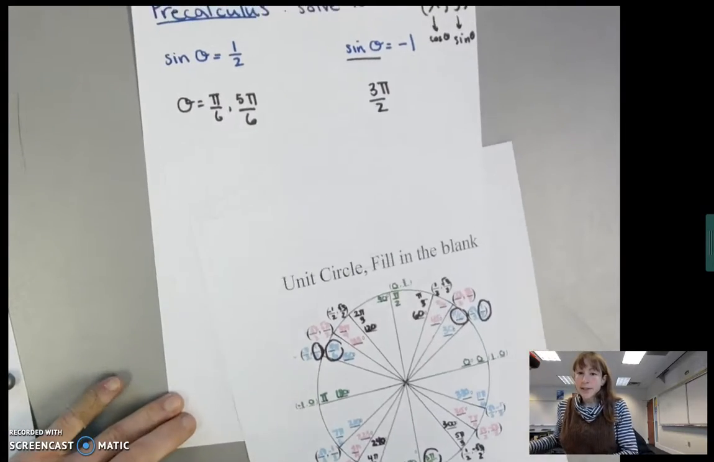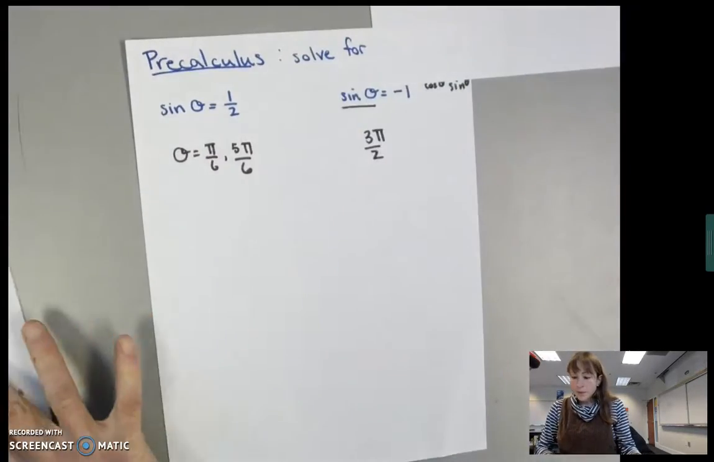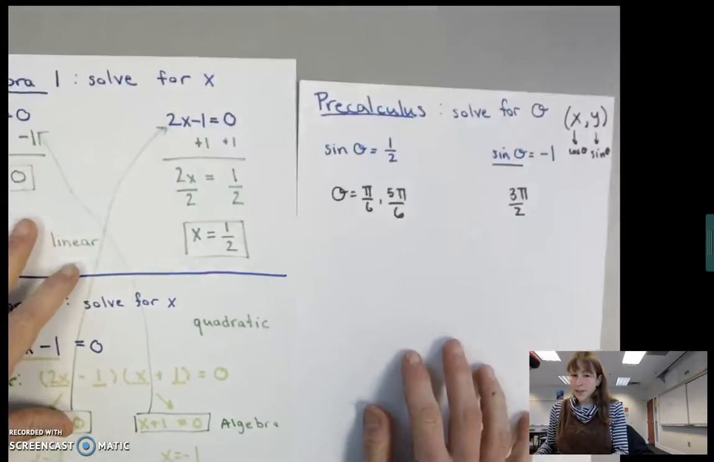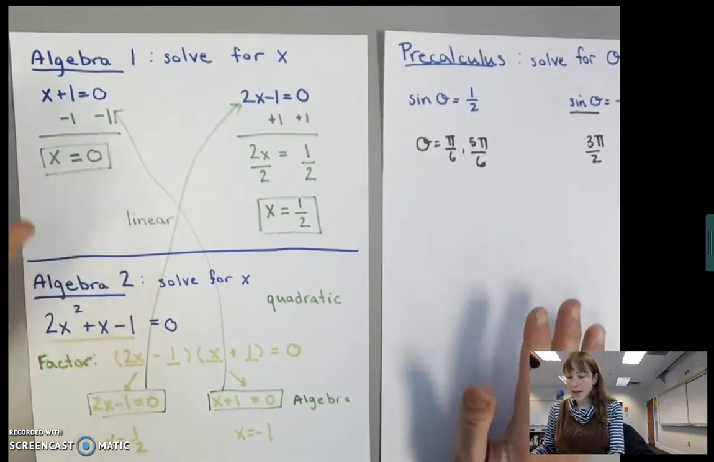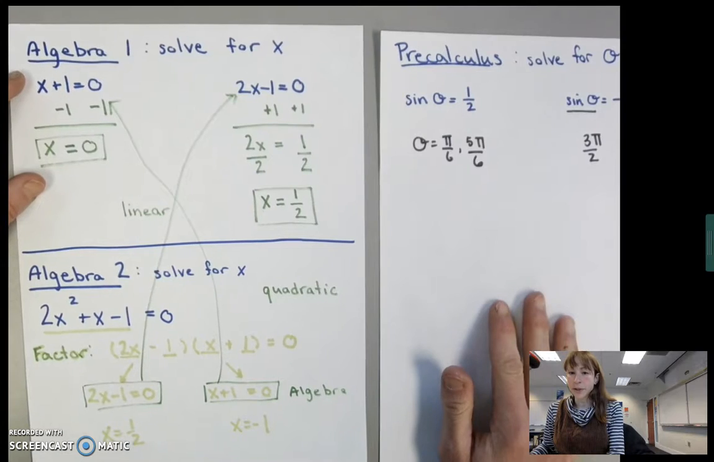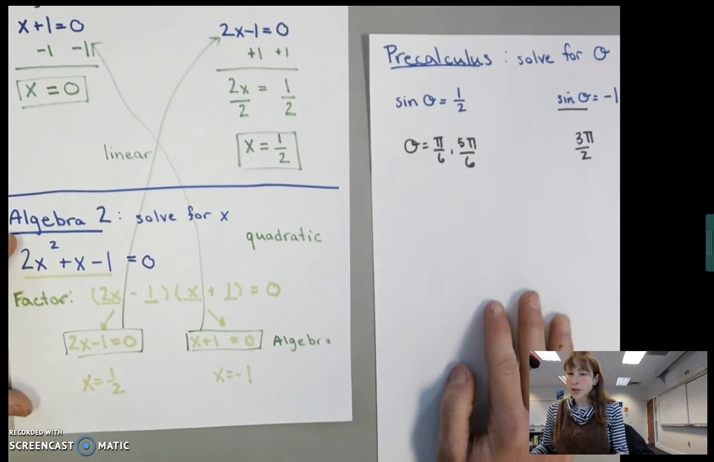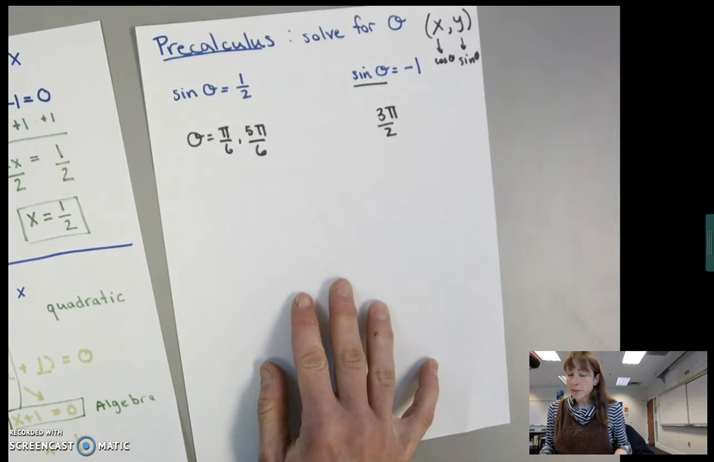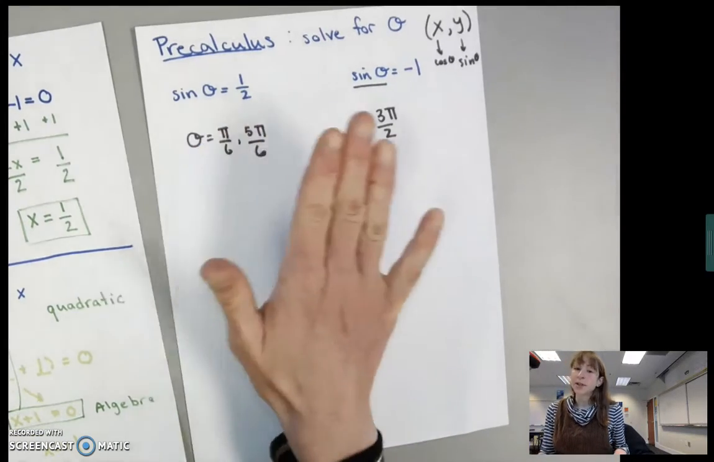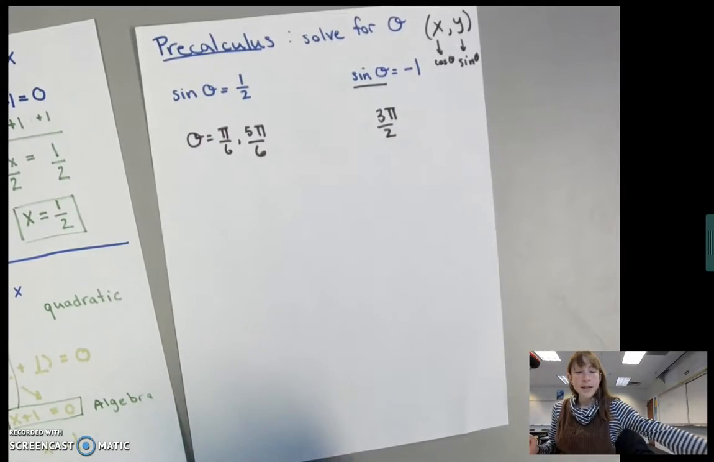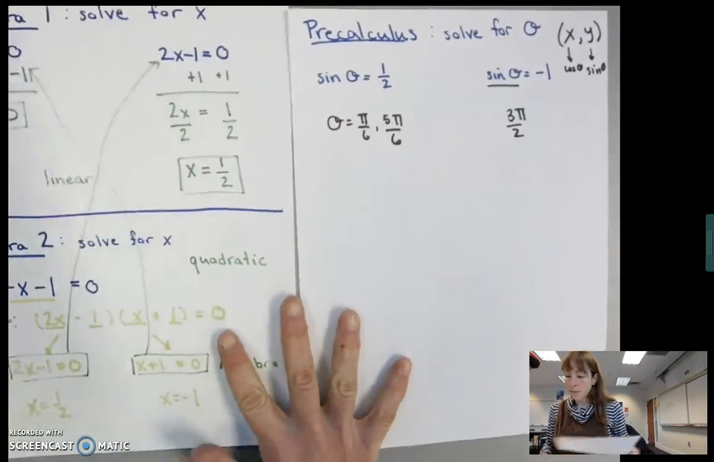All right, so we've done 3 different mini problems. An Algebra 1 problem where we solved linear equations, an Algebra 2 problem where we solved a quadratic equation, and a pre-calculus problem where we solved 2 trig equations. Now let's come back to our big example.